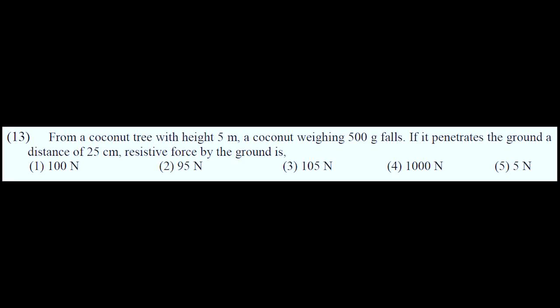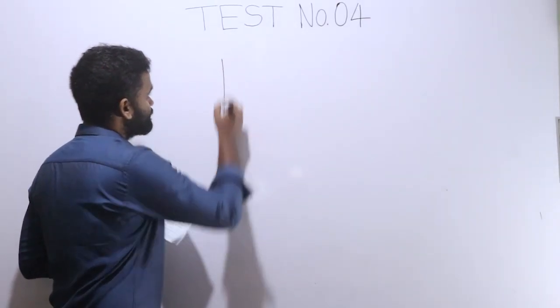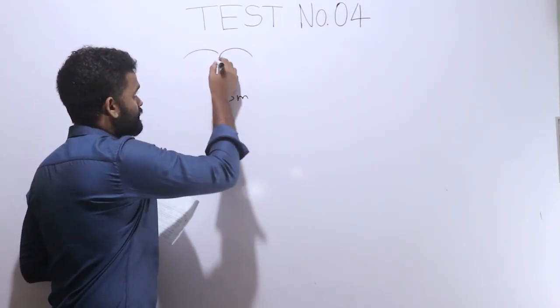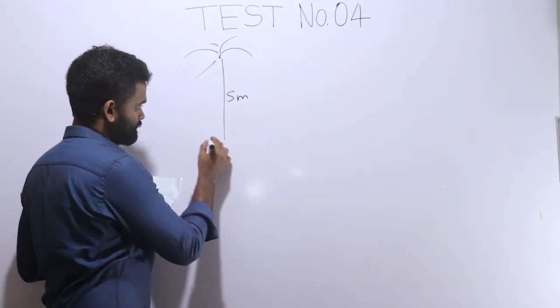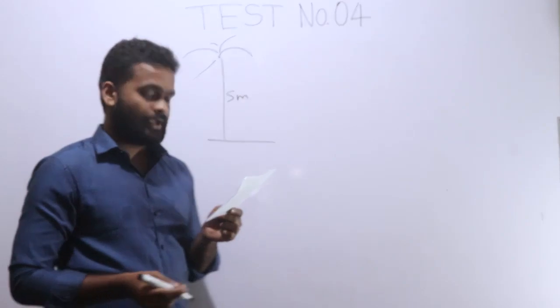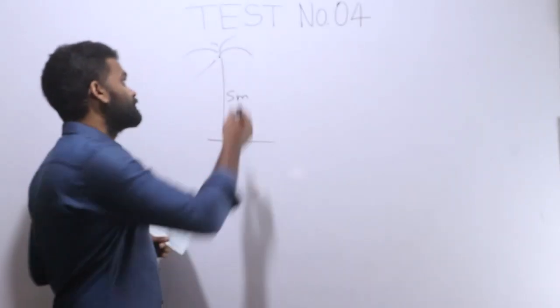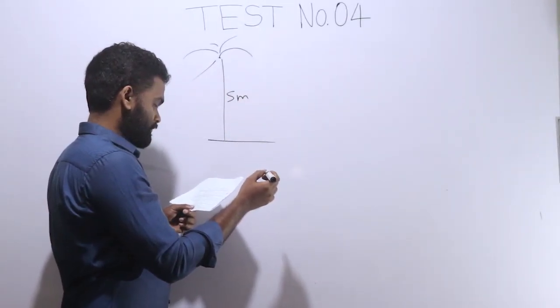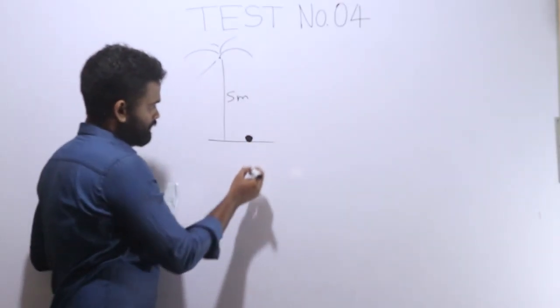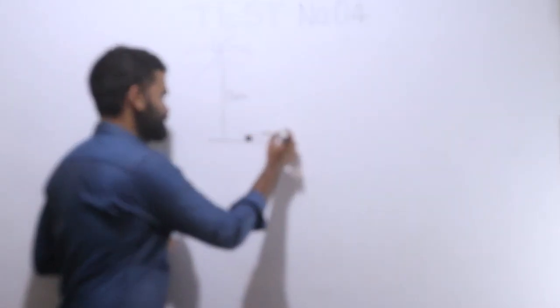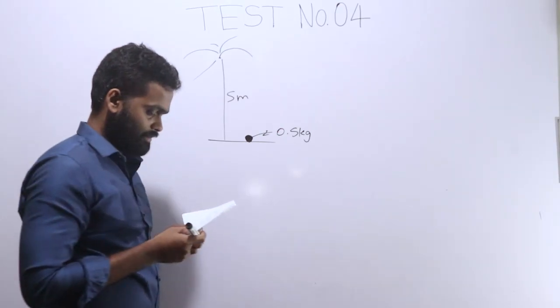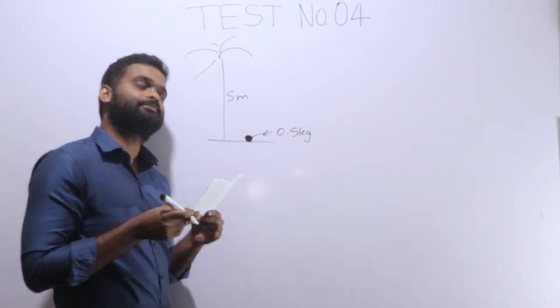From a coconut tree with height 5 meters. So the height of the coconut tree is 5 meters. A coconut weighing 500 grams, so that is 0.5 kilograms, falls onto the ground. Let's say this is the coconut. So the mass of it is 0.5 kilogram. It penetrates the ground to a distance of 25 centimeters.